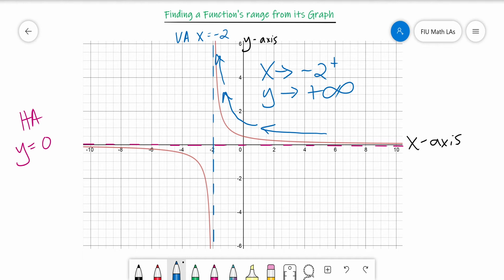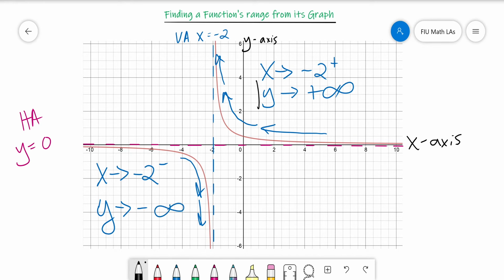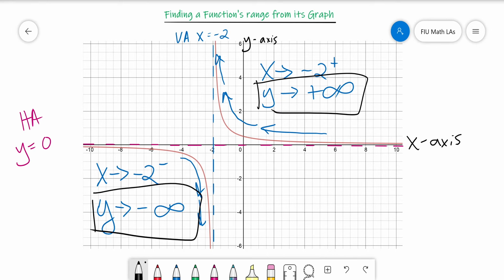Likewise, if I look at what happens to our y values as x approaches -2 from the left, we see that our y values appear to be decreasing here without bound, and they are. So we see that as x approaches -2 from the left, our y values are going to negative infinity. So up here and here, these are two very important bits of information with figuring out our function's range.